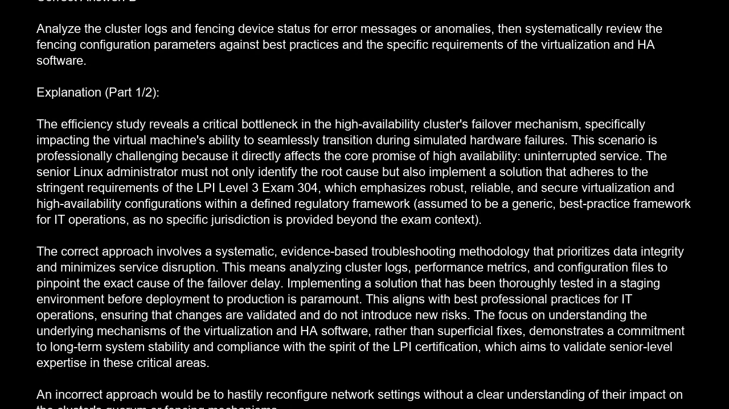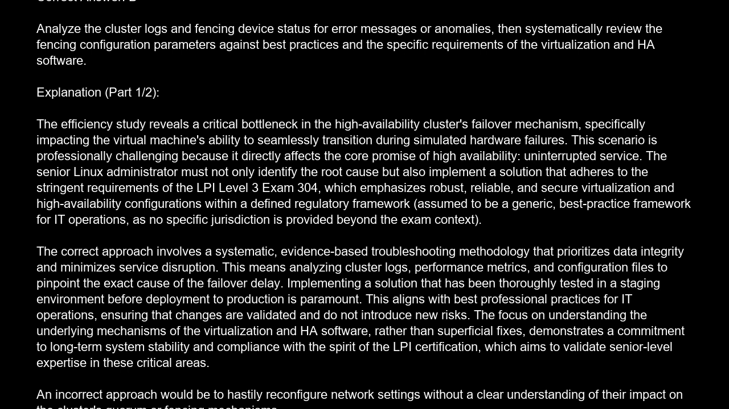The correct answer is B. Analyze the cluster logs and fencing device status for error messages or anomalies, then systematically review the fencing configuration parameters against best practices and the specific requirements of the virtualization and HA software.